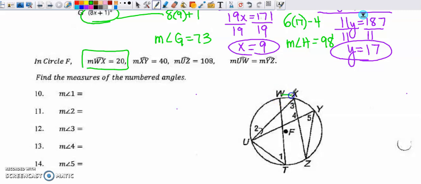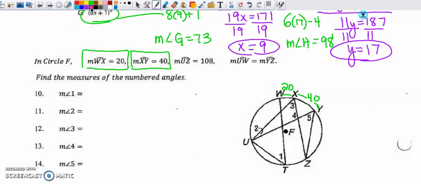WX is this arc right here, and it's 20. The second piece of information, and by the way, I'm looking at WX. I do not see any inscribed angles touching arc WX. So then I go to arc XY is 40. So this arc right here is 40. Now looking at that arc, I see 2 inscribed angles touching that arc.